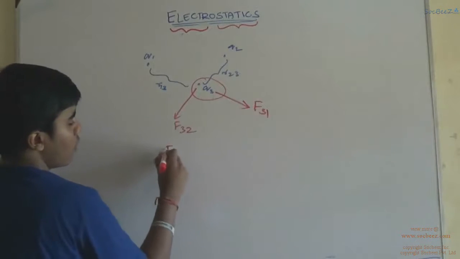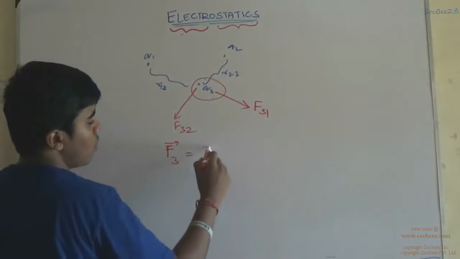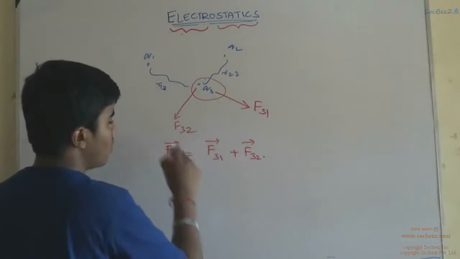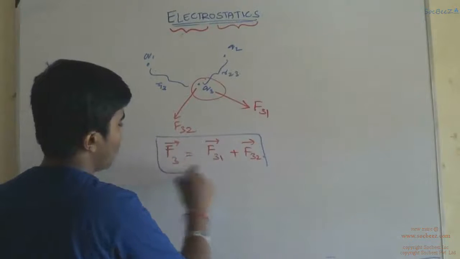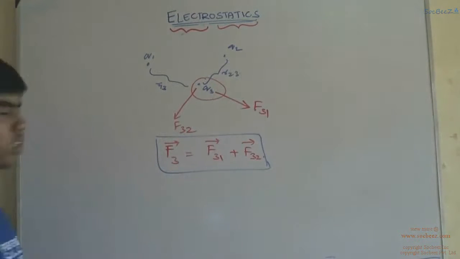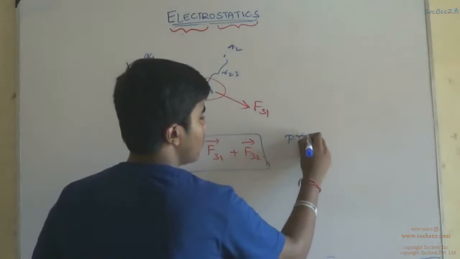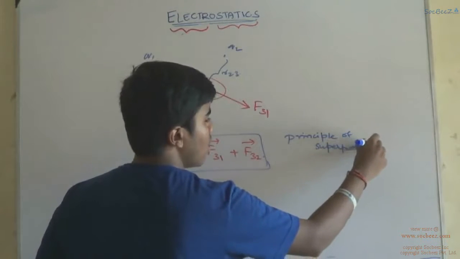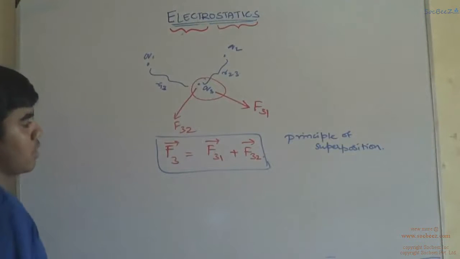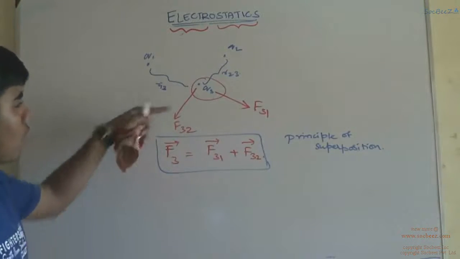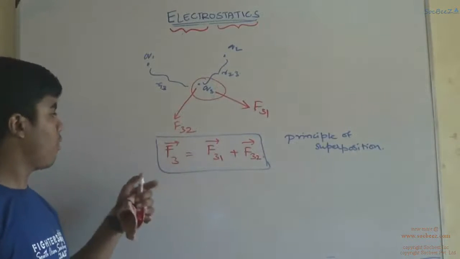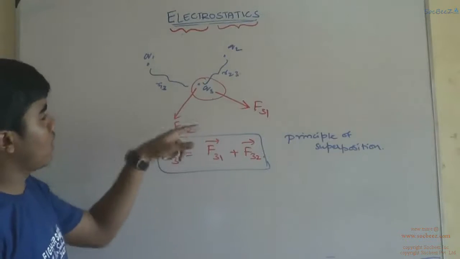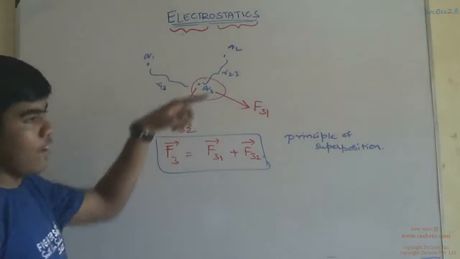So what do we say? The net force on 3 is equal to force on 3 due to 1 plus force on 3 due to 2. This is nothing but the principle of superposition. So what is the principle of superposition? The principle of superposition for Coulombic forces is that the net force at a point is equal to the sum of the forces exerted by every other charge on the body.